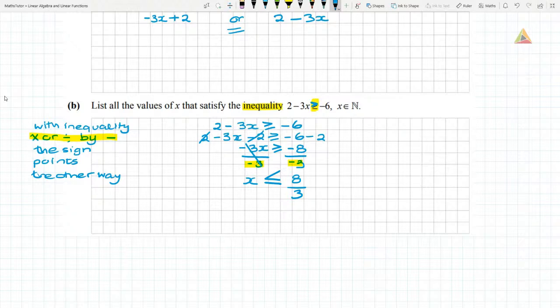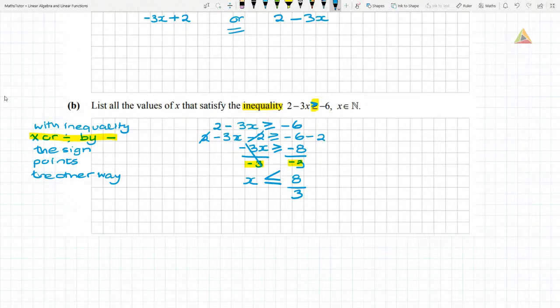I've now solved my inequality. So my inequality is that x is less than or equal to 8 over 3. And that's how I go about solving my inequality. But I have to make sure that I'm answering the question that they've asked me in each question. So every time I get a question, I say, I know how to do this sum, but have I answered exactly what they've asked me?